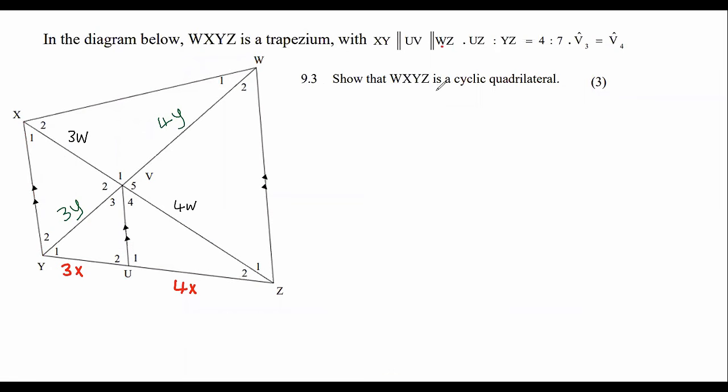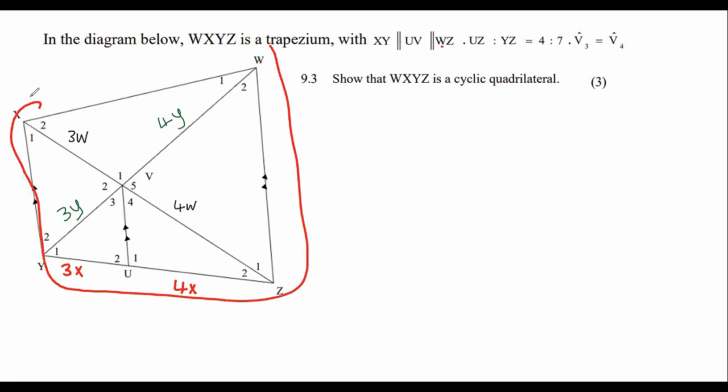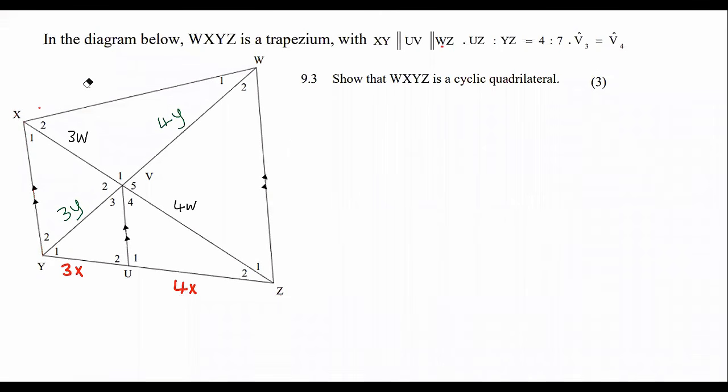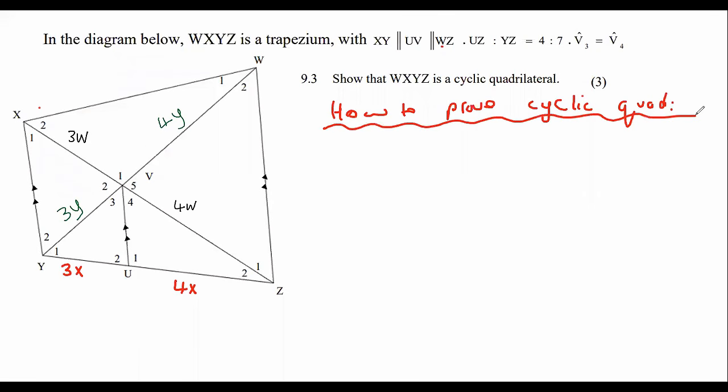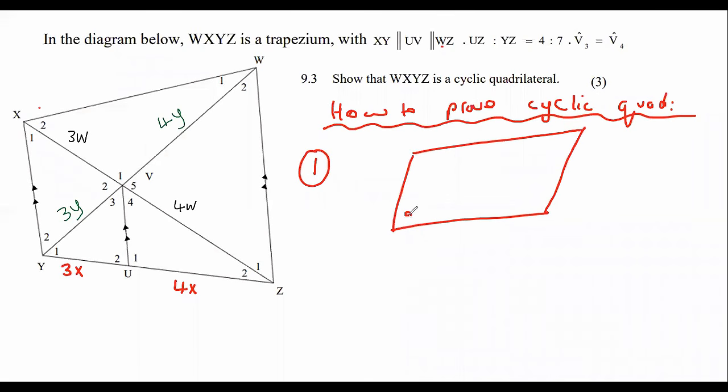Right, so this one says, show that WXYZ, so this entire shape, is a cyclic quadrilateral. Now, guys, how do we prove that something is a cyclic quadrilateral? 3 techniques, okay? So how to prove a cyclic quad? Okay, so number 1, we do something like this. If you can see that the opposite angles equal 180, then it's a cyclic quad.